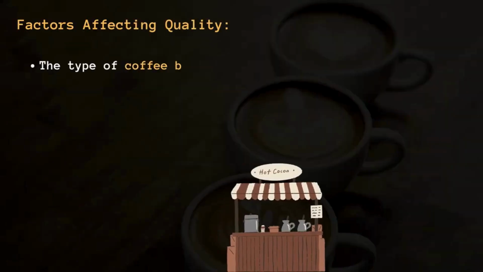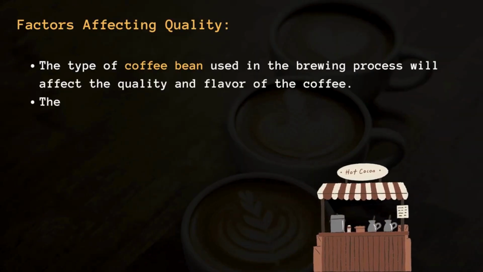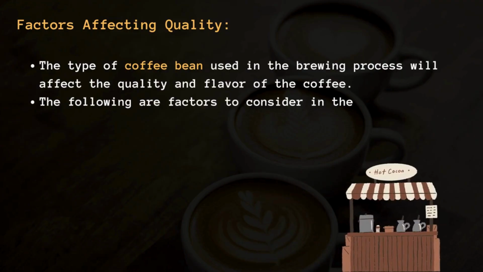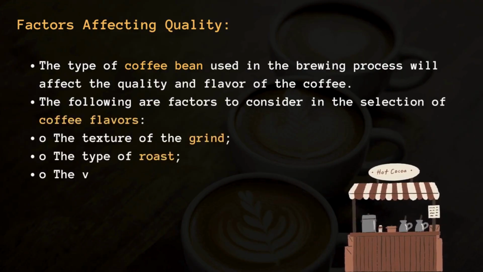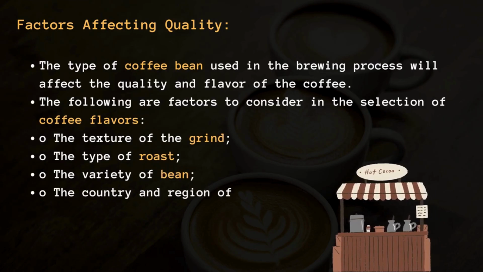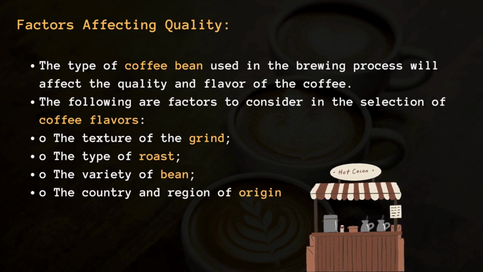Factors affecting quality. The type of coffee bean used in the brewing process will affect the quality and flavor of the coffee. The following are factors to consider in the selection of coffee flavors: the texture of the grind, the type of roast, the variety of bean, the country and region of origin.